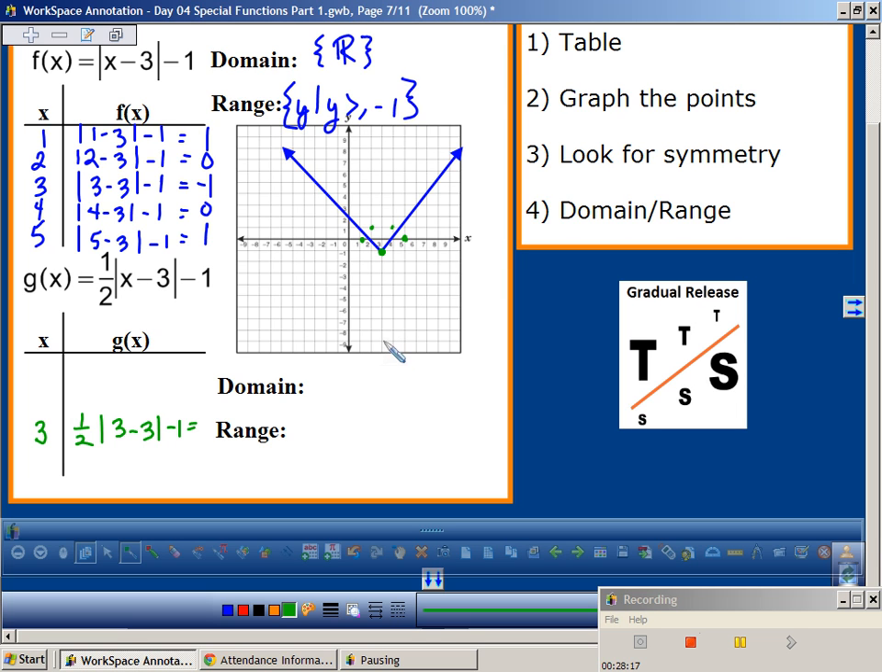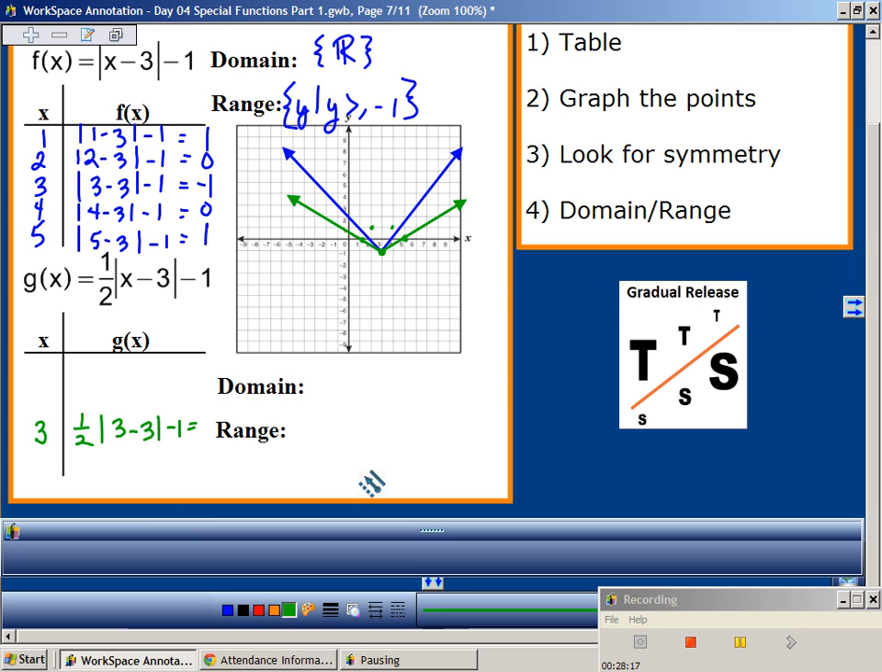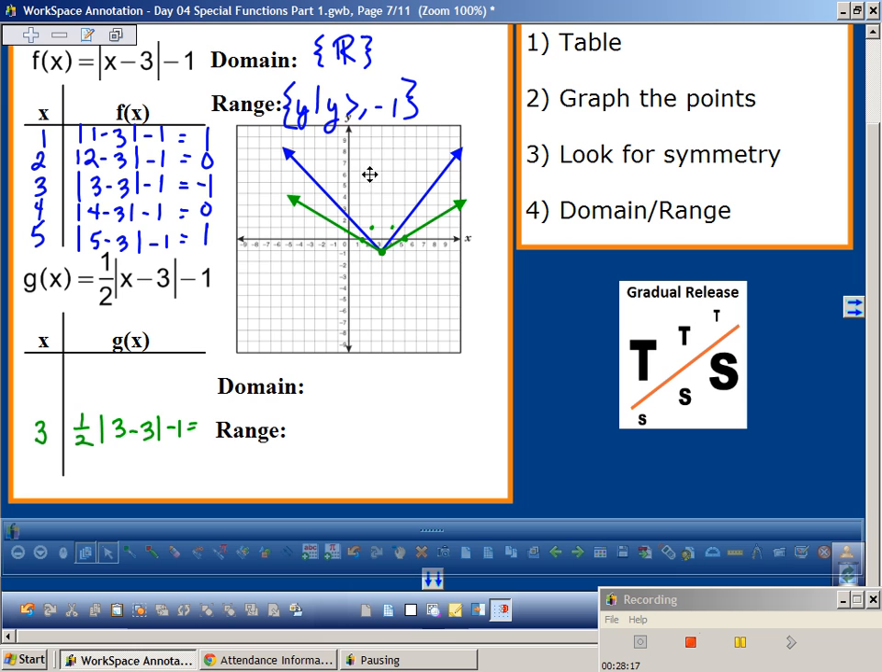Over 2 up 1. Why? Because what? It's supposed to be a 1/2. Why would I go over 2 up 1 and not over 1 up 2? Isn't this saying 1 over 2? The steepness, right? It's the steepness. It's half as steep. It's not steeper, it's half as steep.